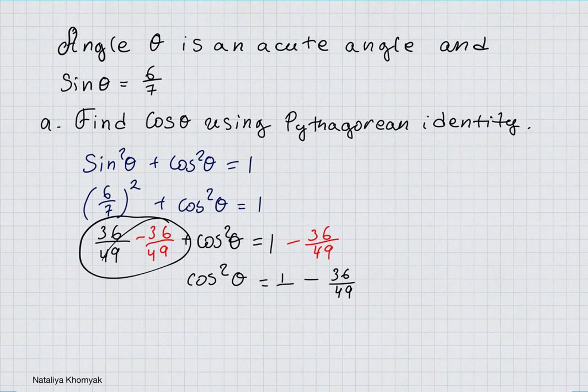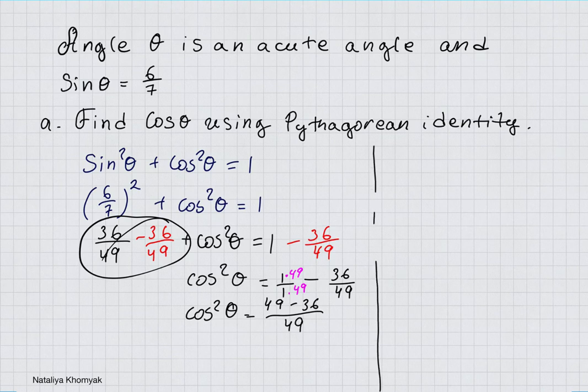We need a common denominator. Well, this is 1 out of 1. We can multiply top and bottom by 49. So we get cosine squared theta is equal to 49 minus 36 out of 49. Let me continue here. So cosine squared theta is equal to 49 minus 36 is 13 out of 49.